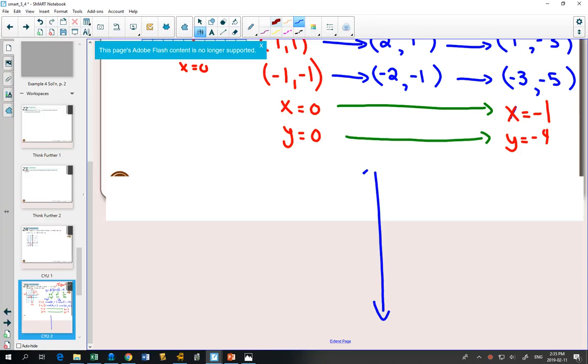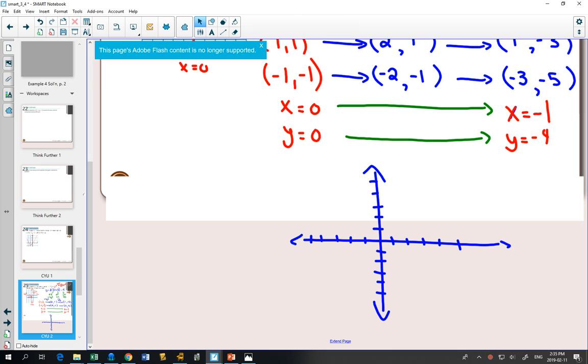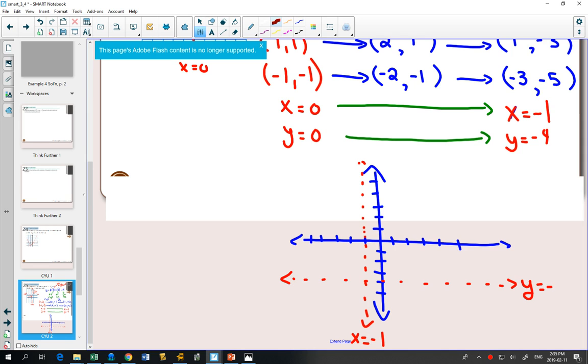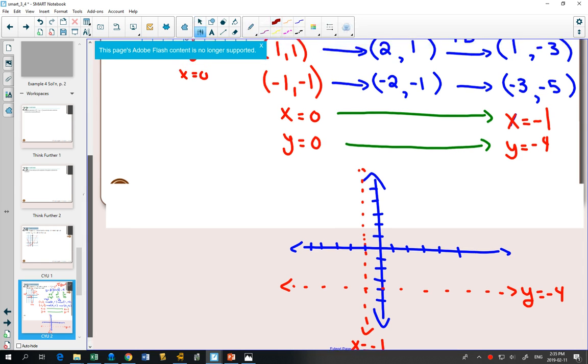So I'll draw a new grid here. Start by drawing in your asymptotes. We're going to have an asymptote at x equals -1. We're going to have an asymptote at y equals -4. Plot our new points.